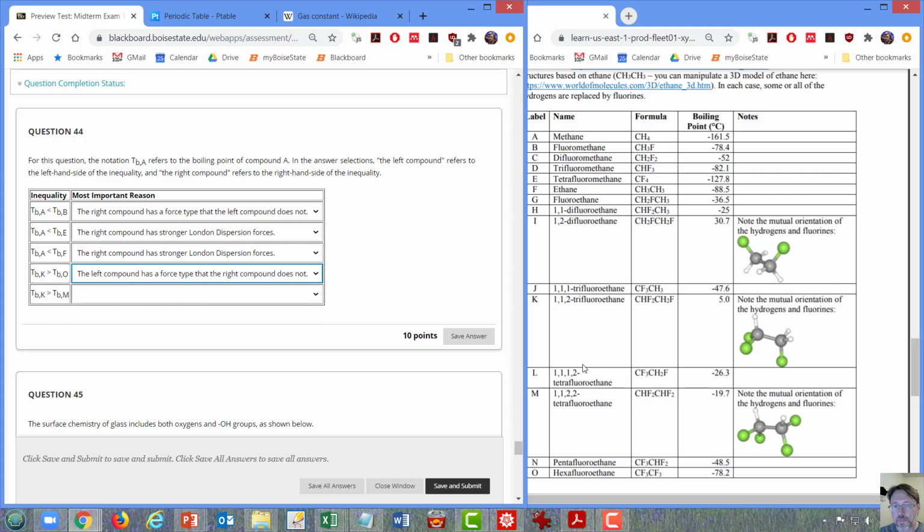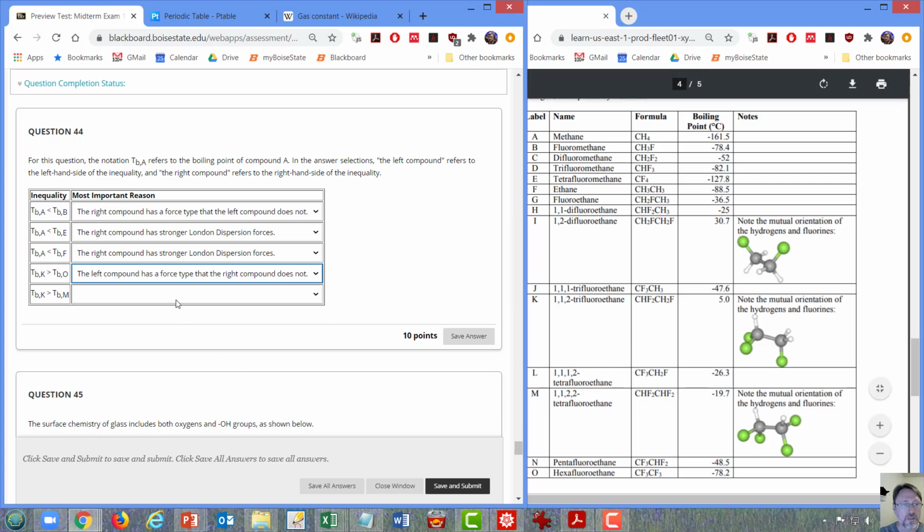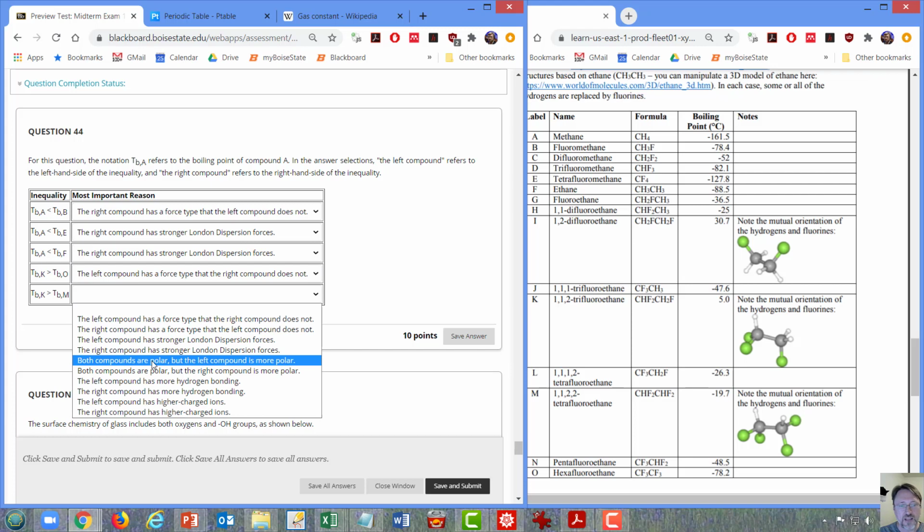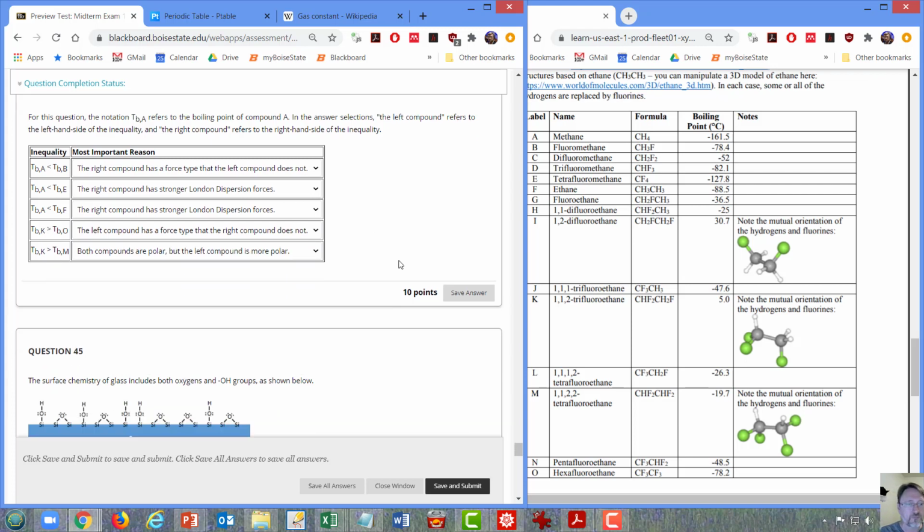K, this one, versus M. Okay, both of those are polar, but notice that this one has one that's kind of in the up portion, whereas this one does not have one of the fluorines up there. So this one is going to be counteracting that one. This dipole moment is smaller than the dipole moment here. So K has a higher boiling point because it is more polar. Both compounds are polar, but the left compound is more polar.